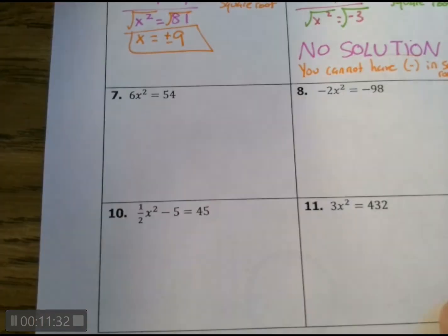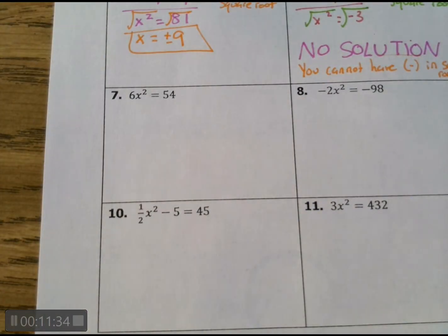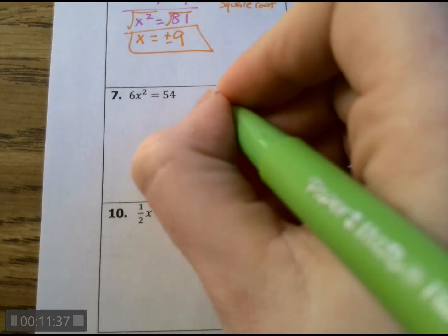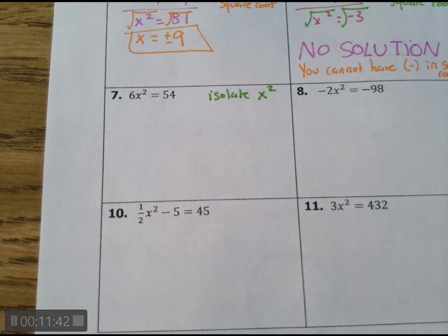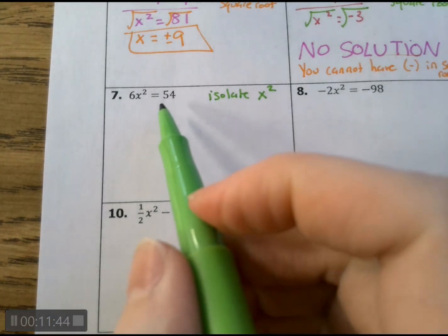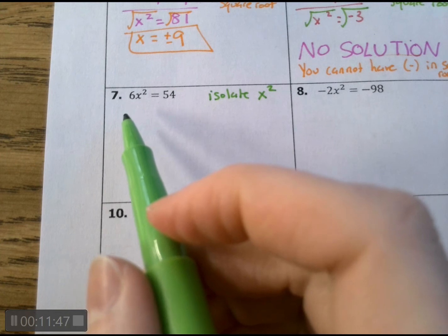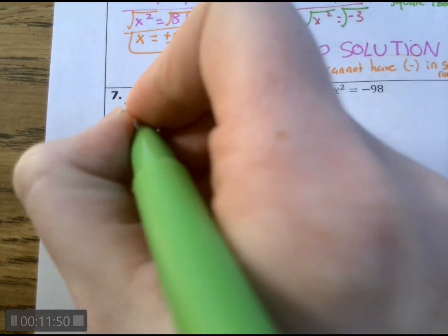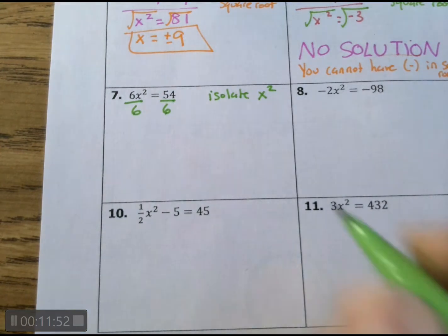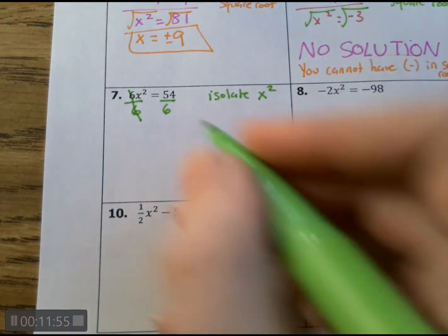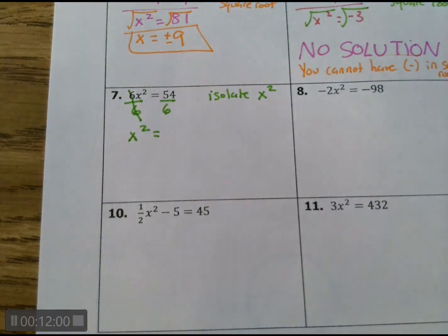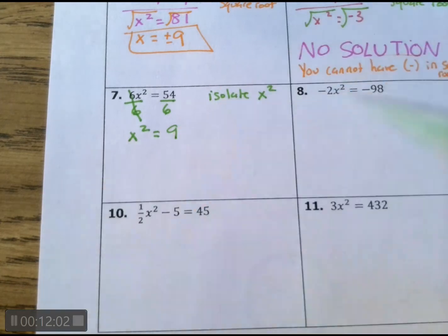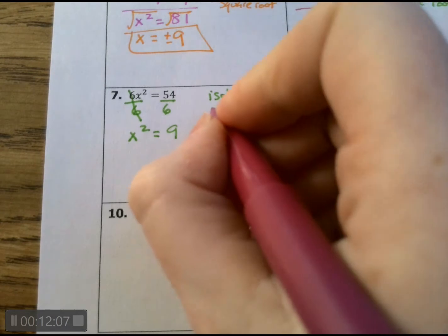Alrighty, number 7. Ooh, this one looks a little bit tricky. So we still need to isolate the x squared, only now we have to do it a little bit differently. So because this is 6 times x squared equals 54, what's the opposite of multiplication? It's division. So we need to divide both sides by 6. And that's going to cancel that out. We're going to be left with x squared equals, and then you're going to do 54 divided by 6 in your calculator, and you're going to get 9. And then you're going to take the square root of both sides.